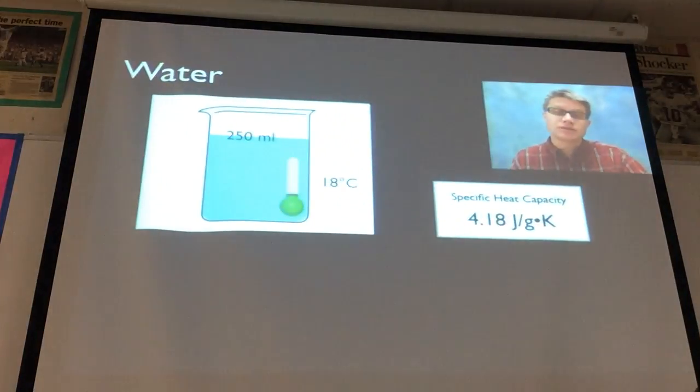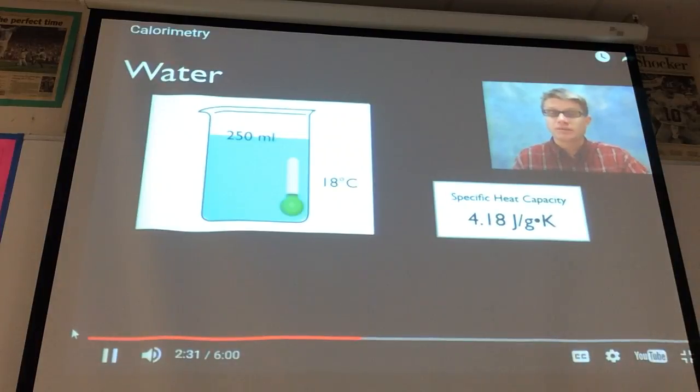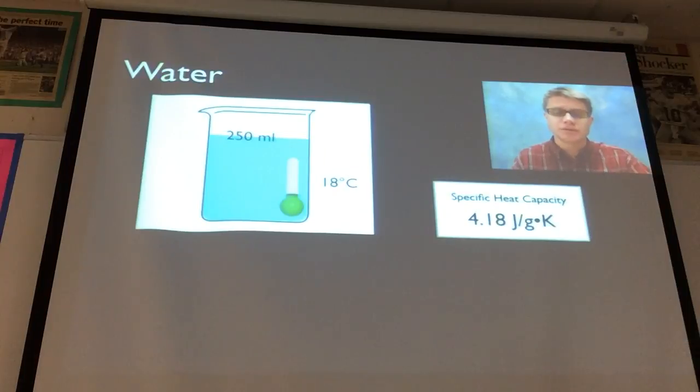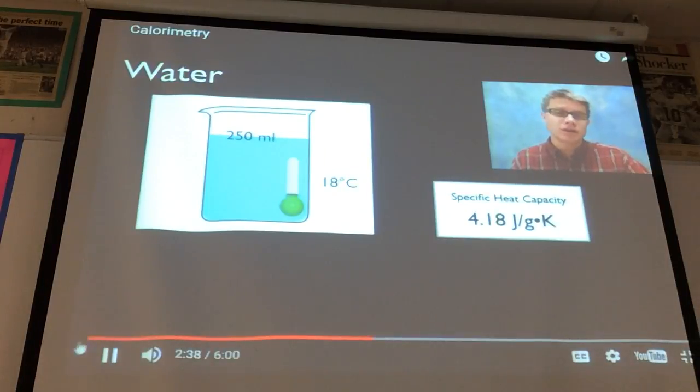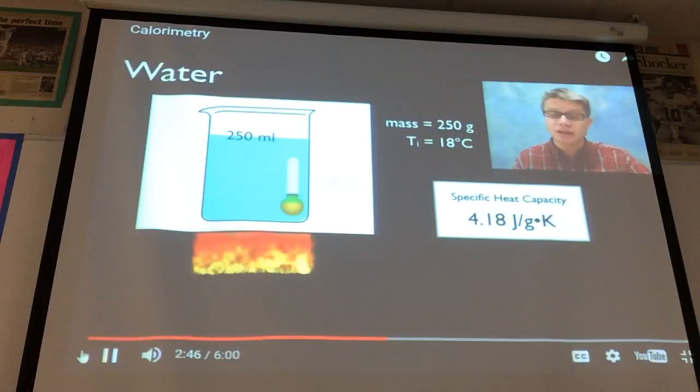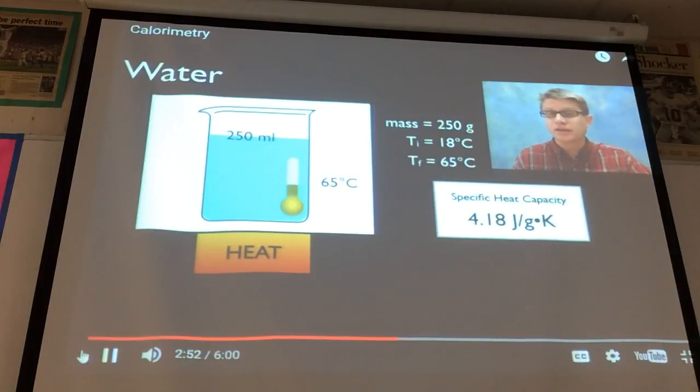And so imagine we have 250 milliliters of water. Now what's interesting about water is we know immediately that we have 250 grams of water. And we started at 18 degrees Celsius. And so our mass is 250 grams, and our initial temperature is going to be 18 degrees Celsius. And let's say we heat it up. And so over time it changes, and at the end it's 65 degrees Celsius. And so our T sub F is going to be 65.